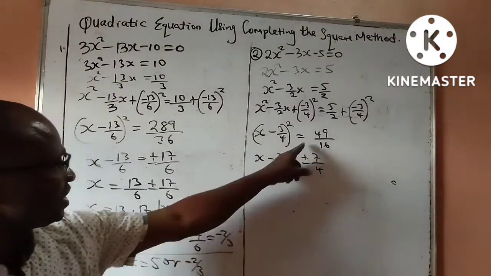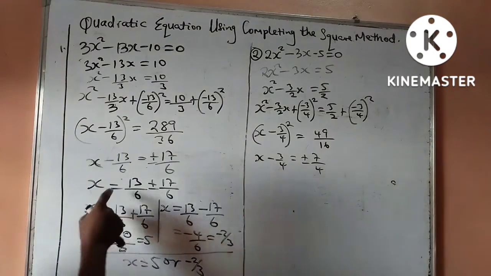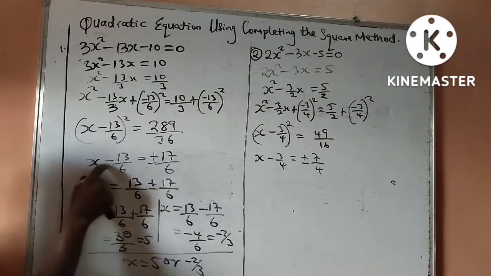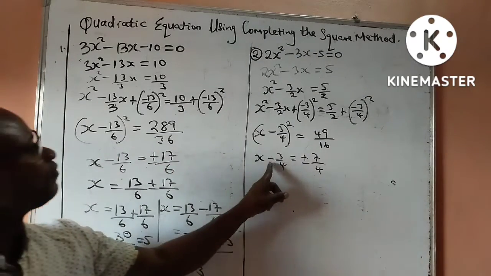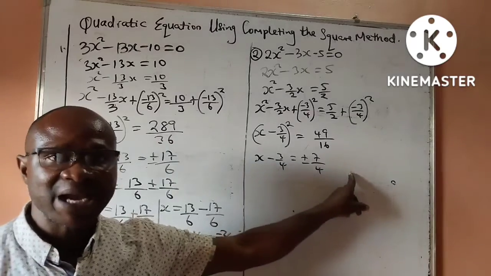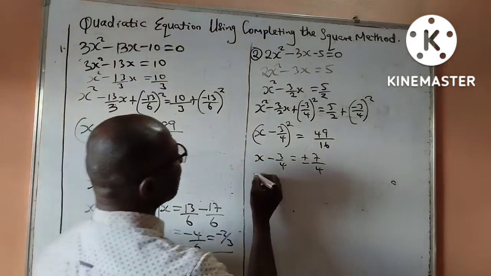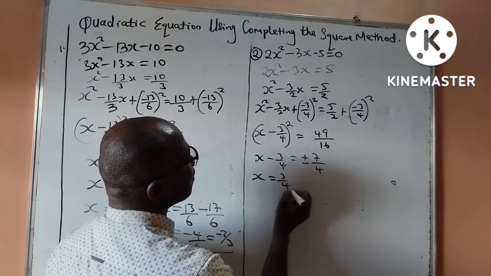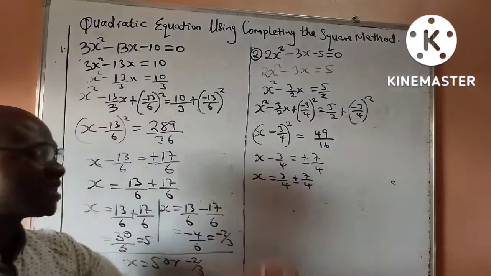What is the sixth step? This is the fifth. What will be the sixth one? I will make x to be alone, just as I did here. X minus 13 over 6, I moved it to this side. So I'm going to move minus 3 over 4 to the right hand side, making x the independent subject of the formula. So I will now have x equal to 3 over 4 plus or minus 7 all over 4. Okay, that is the sixth step.